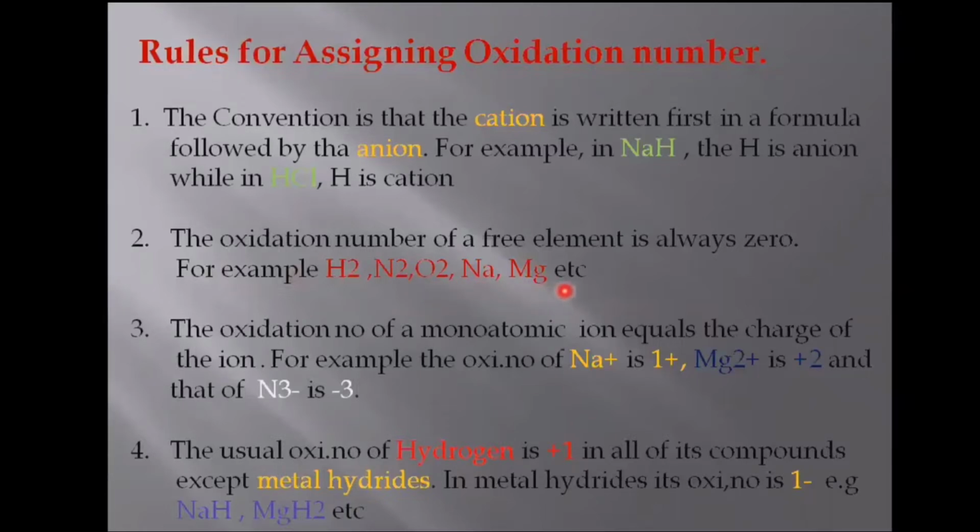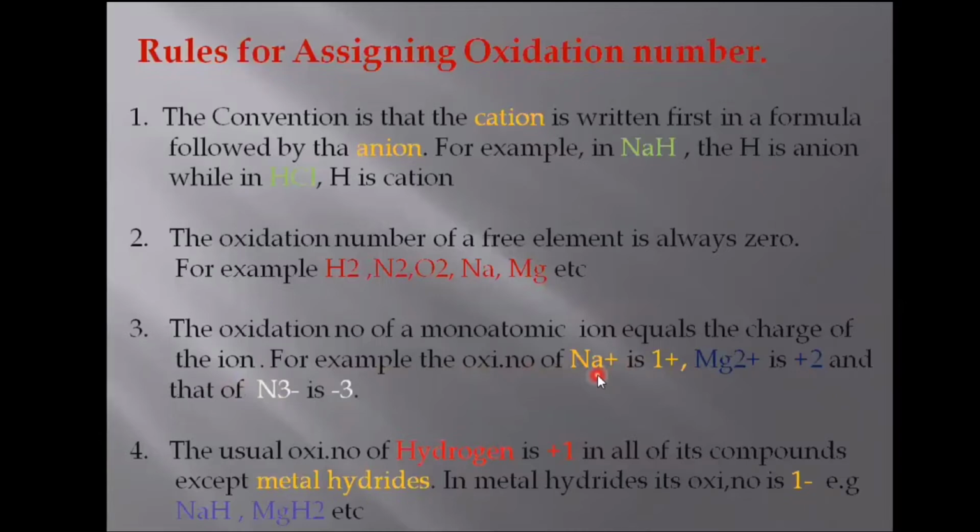0 oxidation number. The third rule is that the oxidation number of a monoatomic ion equals the charge of the ion. For example, the oxidation number of Na+ is +1, Mg2+ is +2, and N3- is -3. Means whatever the charge on the ion, it will be its oxidation number for monatomic ions.